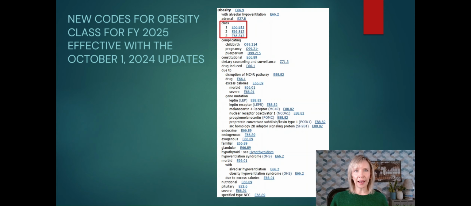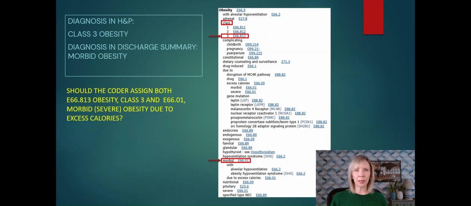New codes were added to the classification system for fiscal year 2025 updates on October 1st that provided more specific codes for a patient's obesity class. Previously, there was Coding Clinic advice that stated that class 3 obesity is the same thing as morbid obesity. And now that we have codes for both morbid obesity and class 3 obesity, this raises the question of what a coder should do if a physician has documented both class 3 obesity and morbid obesity in the medical record.